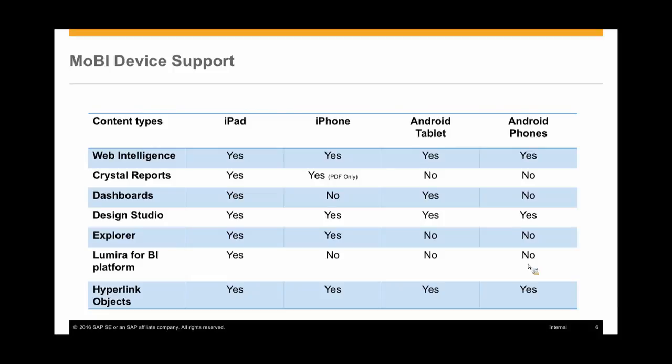On iPhone, currently we support Web Intelligence, Crystal Reports only as PDF, Design Studio, and Explorer. We don't support Lumira as yet. We have that planned this year. Dashboards we haven't planned; we're not planning to support them on iPhone. On Android phones today, only Design Studio and Webi are supported. We are looking at Android phones as well when we do the Android tablets for Lumira. So this is the current state of the various content types on the different OS platforms.